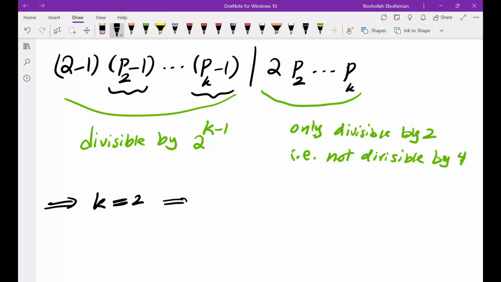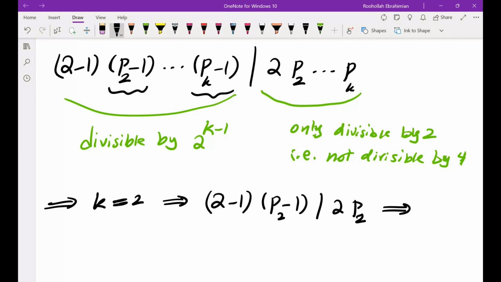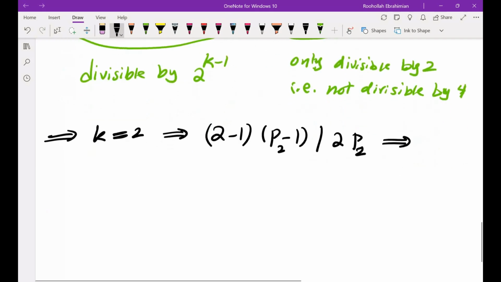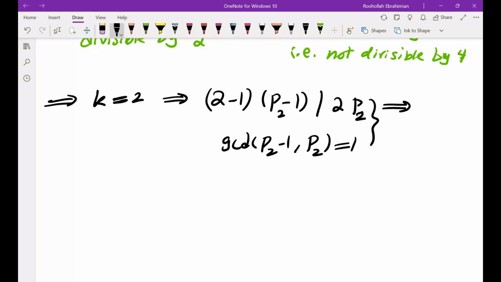So that tells us we have 2 minus 1, which is just 1, times p2 minus 1, that divides 2 times p2. Now, of course, p2 minus 1 does not divide p2. In fact, they are relatively prime. GCD of p2 minus 1 and p2 is 1. So because of that, p2 minus 1 must divide 2, which means p2 must be 3.